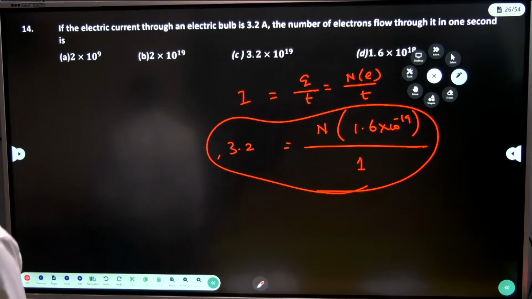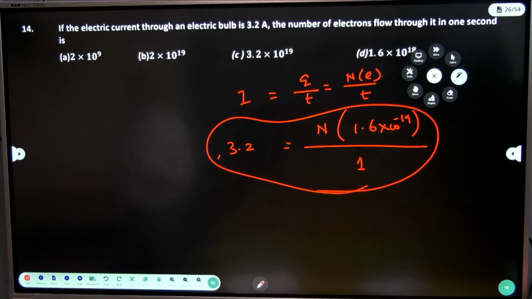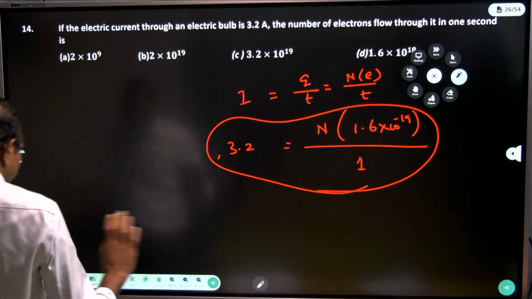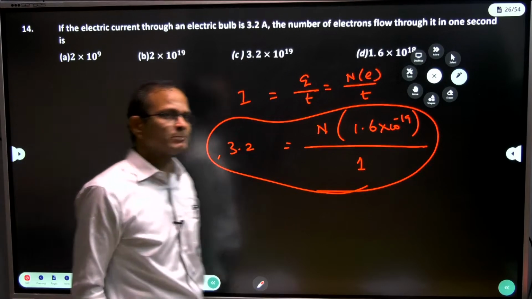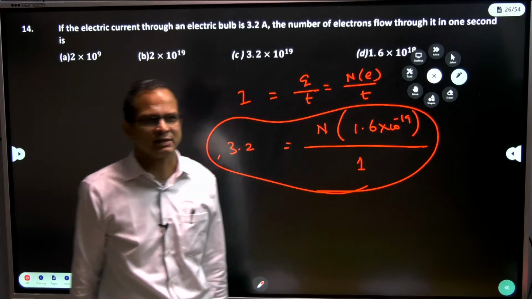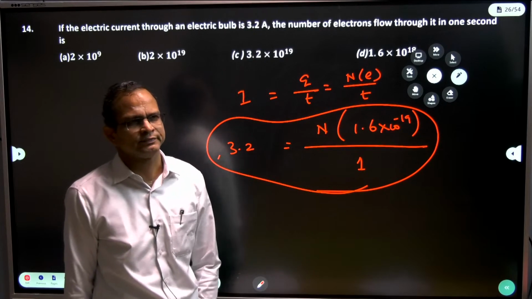Sir, mirror formula, lens formula derivation, is there a chance of them being asked? Absolutely no. It is not in your syllabus. I think it is not in the 10th standard syllabus, right? Absolutely they will not ask. No chance.